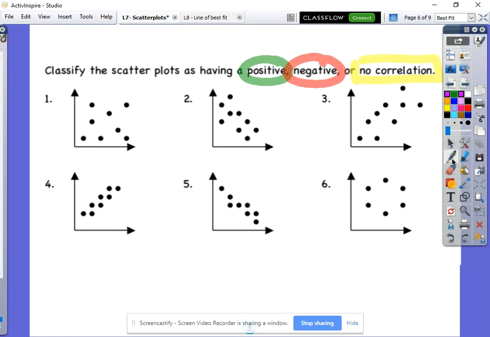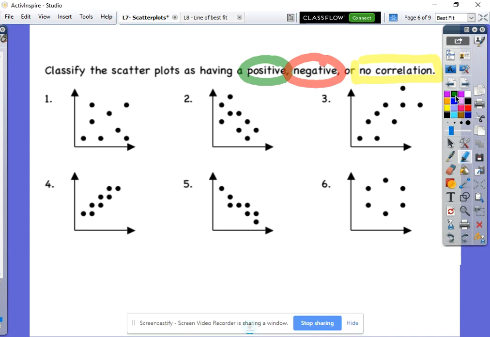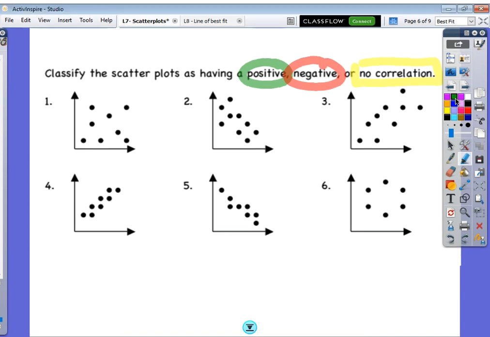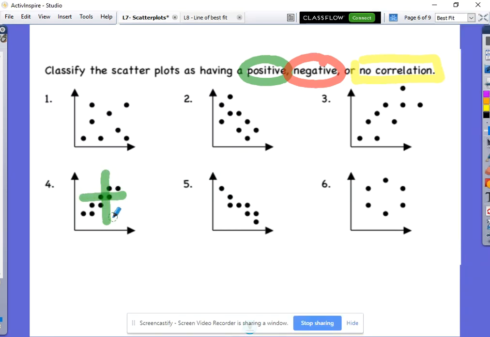All right, so I'm going to go ahead and identify all the positive ones first. Hopefully you're noticing that this is a big positive one. As we go from left to right, we're increasing. And this is a big positive one. Not as strong, not as good a relationship. Number 4 was a little bit better than that, but number 3 is still a positive relationship.